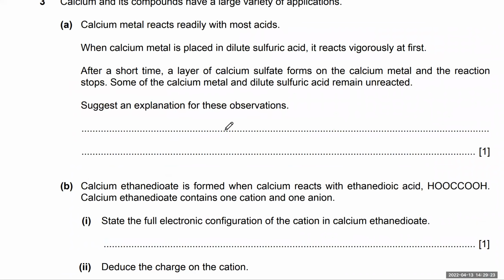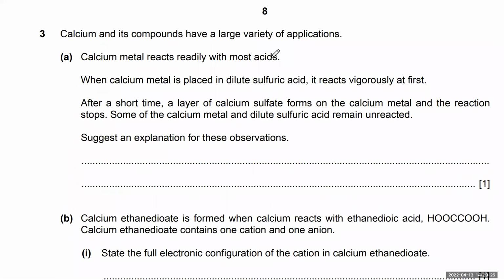The next one is: calcium and its compounds have a large variety of applications. Calcium metal reacts with most acids. When it's placed in dilute sulfuric acid, it reacts vigorously at first. What is the reaction when it's placed with H2SO4? It's going to form calcium sulfate, plus it's going to form H2 gas. Then he's saying that after a short time a layer of calcium sulfate forms on the calcium metal and the reaction stops. Some of the calcium metal and dilute sulfuric acid remains unreacted. Suggest an explanation for this. So he's saying that this is calcium, and you've added it into H2SO4.